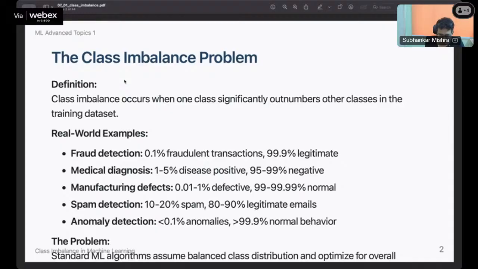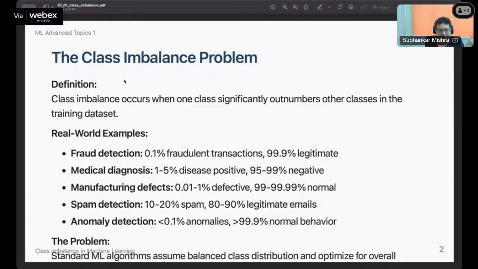And then anomaly detection. Anomaly detection is a very general term, but it applies to everything else also. An anomaly is an anomaly because it does not occur often. So 0.1% are anomalies and 99.9% are normal behavior.